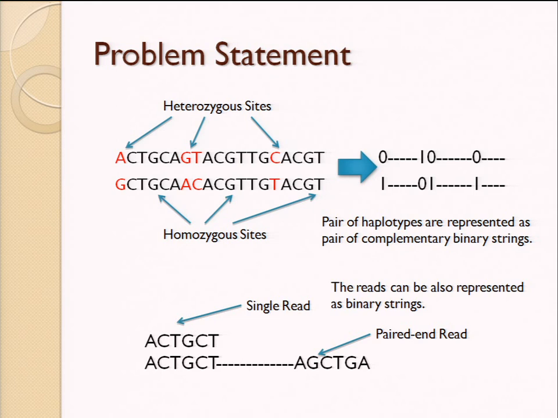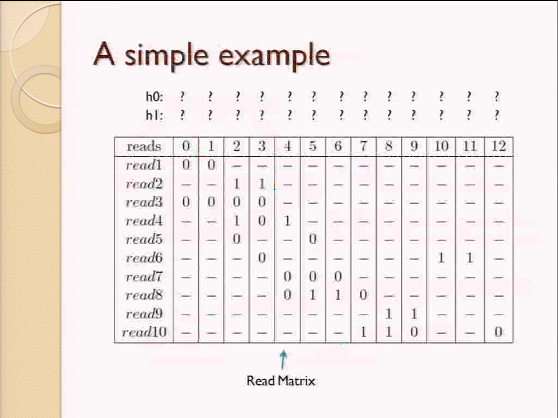There are two types of reads, those with a single segment and those with two segments, and the alleles come from the same haplotype, and these reads can also be identified. So here's an example. We have a set of variations in the reference genome, and basically the two haplotypes. These reads are sequenced using a matrix.